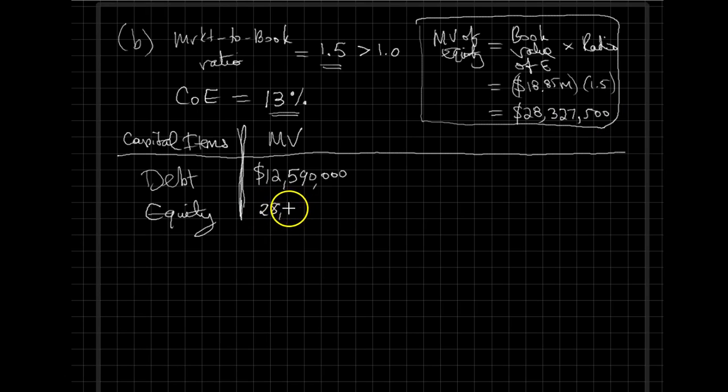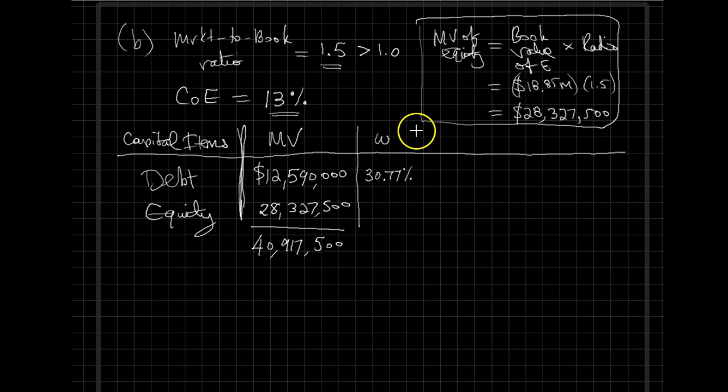And we plug that number in. Now we can get a new total. The new total would be standing at $40,917,500. And from there we can get our weights. In this case, the weights will be slightly different now. For the bond, the weight is now lower at 30.77%. Recall, in our previous calculation, this was 40%. And the weight of stocks has increased to 69.23%. But the total still did not change, still 100%.